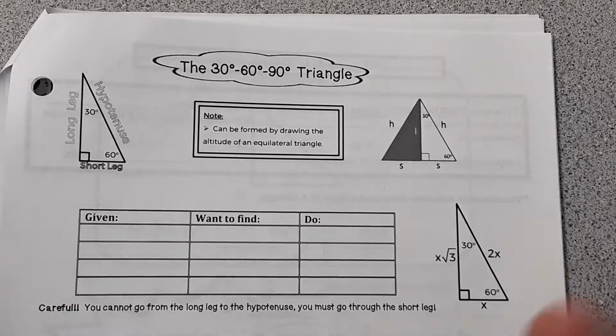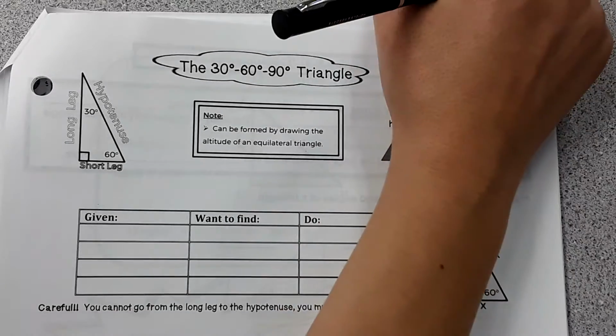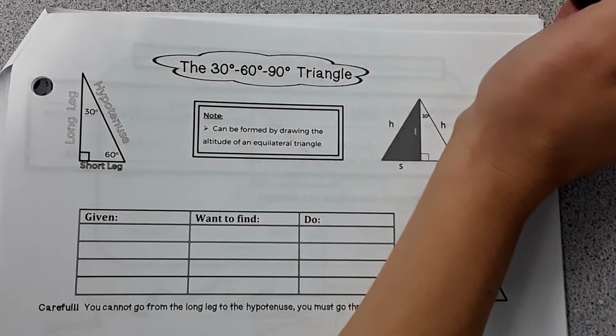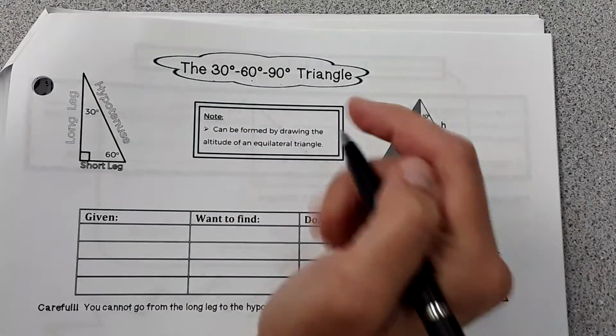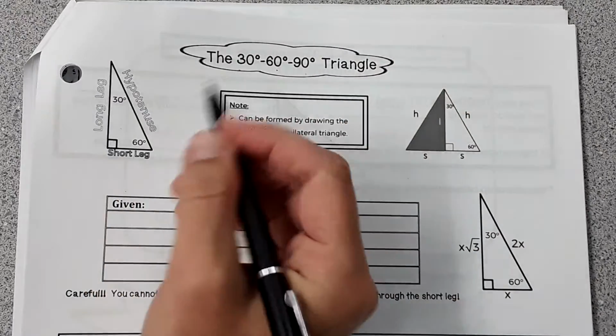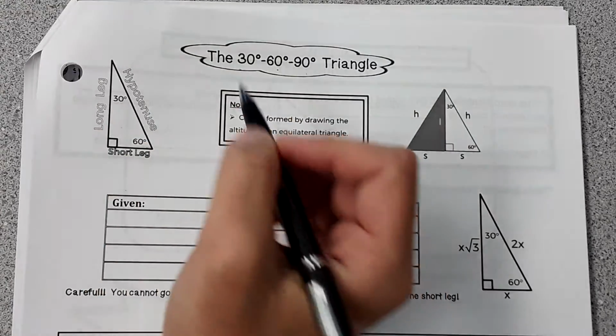Okay, so now here's a new triangle. We're only doing 2 of them. The first one was the 45, 45, 90, and now we're going to do the 30, 60, 90 triangle. Here it is pictured here. It has 3 different side lengths this time.